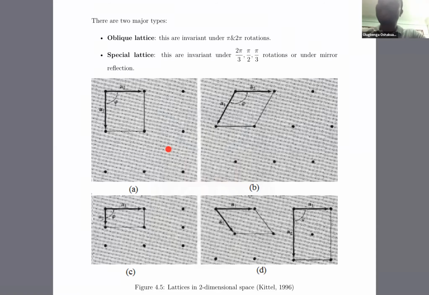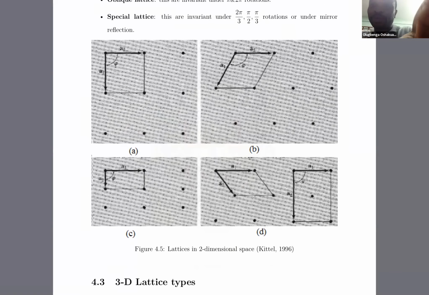Okay. So looking at this point, if you try to carve out a cell in this space, you'll see that they will come out as squares. While if you look at the others, figure C is a rectangle. In short, the major thing is that these are 2D lattices.